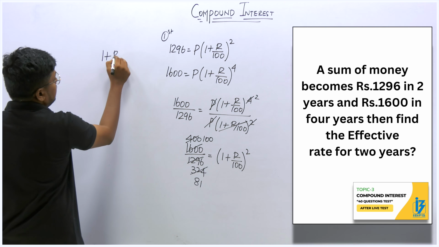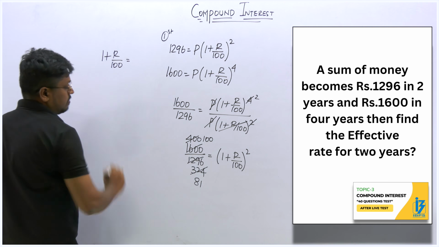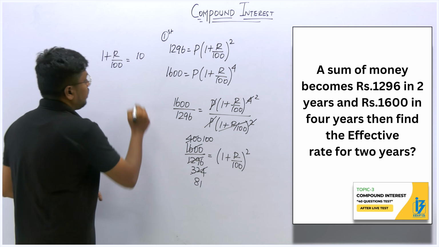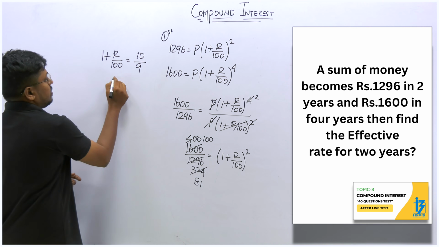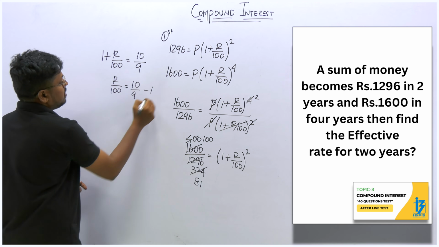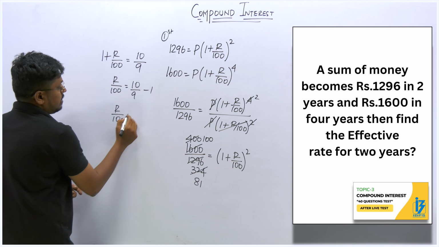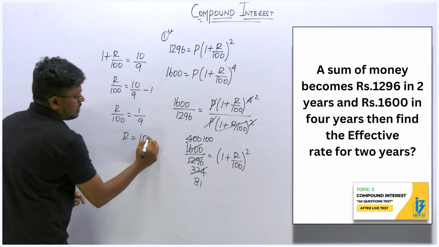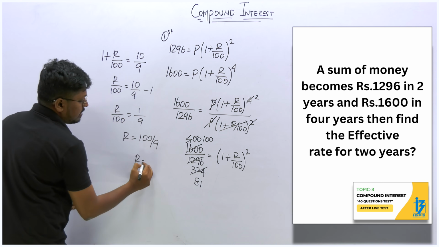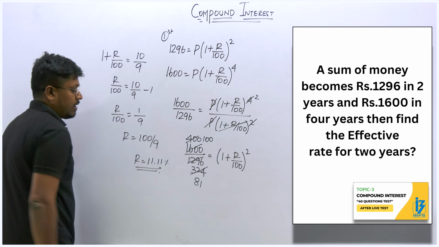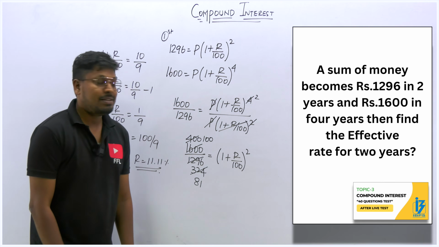So 1 plus r by 100 is equal to, taking square root for 100, which will be 10, and square root for 81, so 9. So r divided by 100 is equal to 10 by 9 minus 1. So r by 100 is equal to (10 minus 9) divided by 9. So r is equal to 100 by 9. So r is equal to 11.11 percent, right? So this will be the answer for this question.